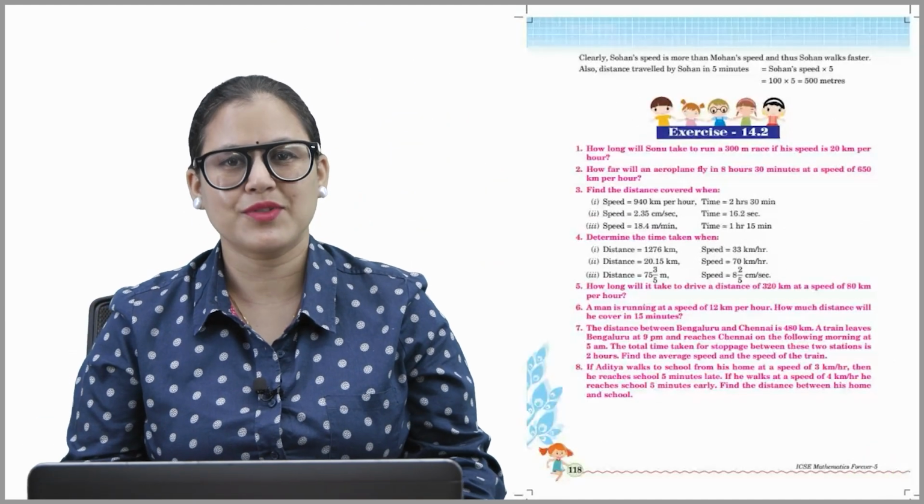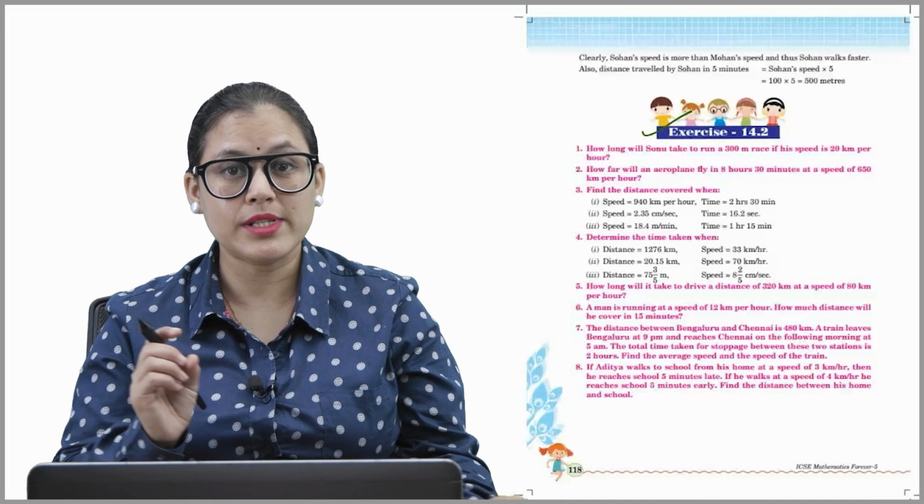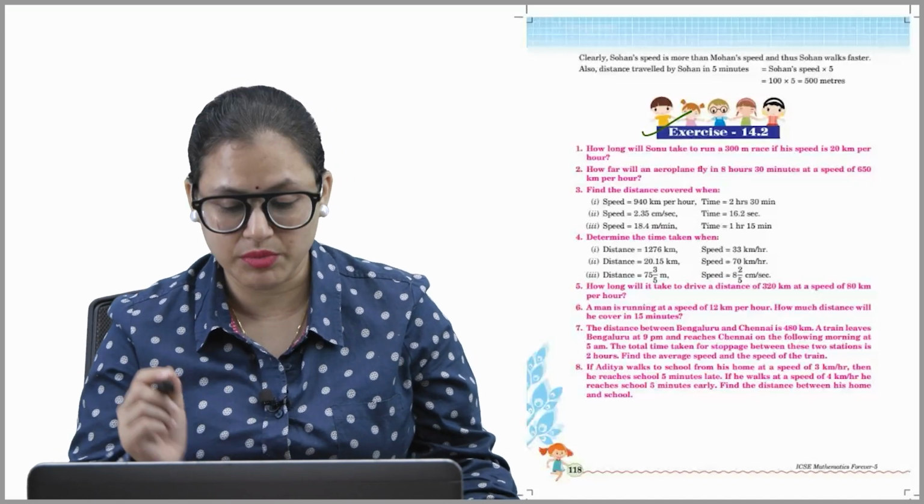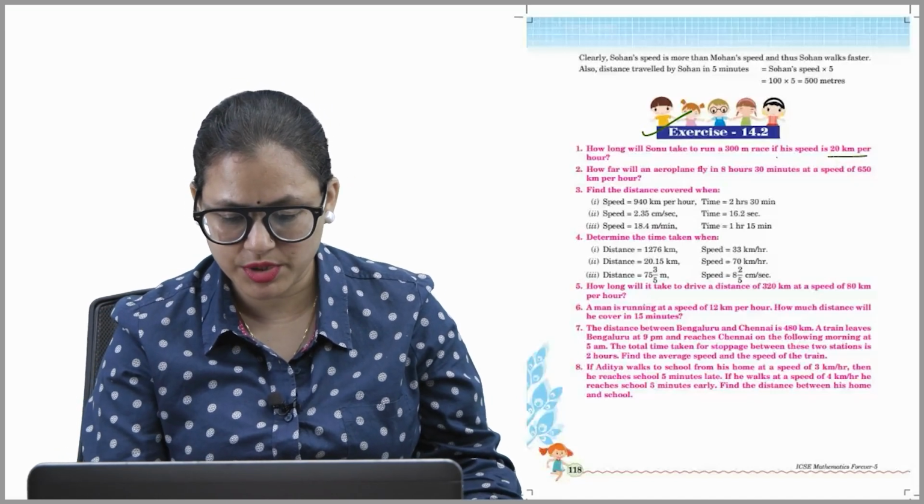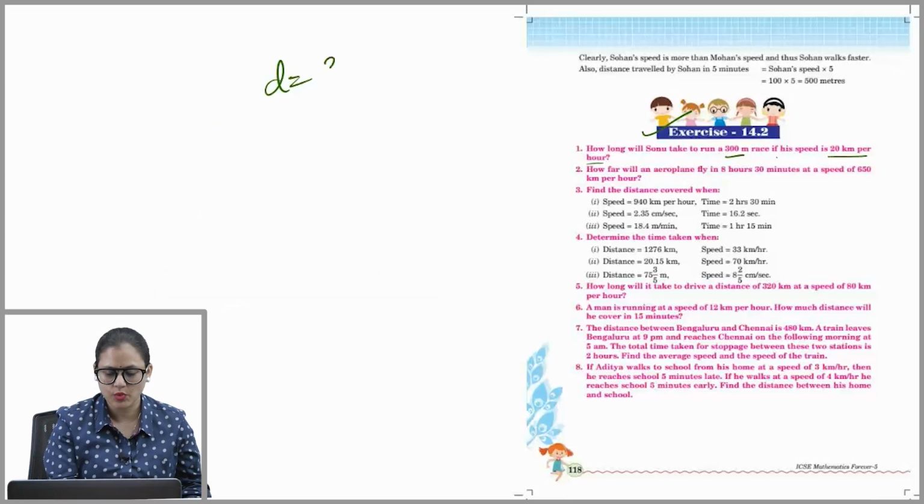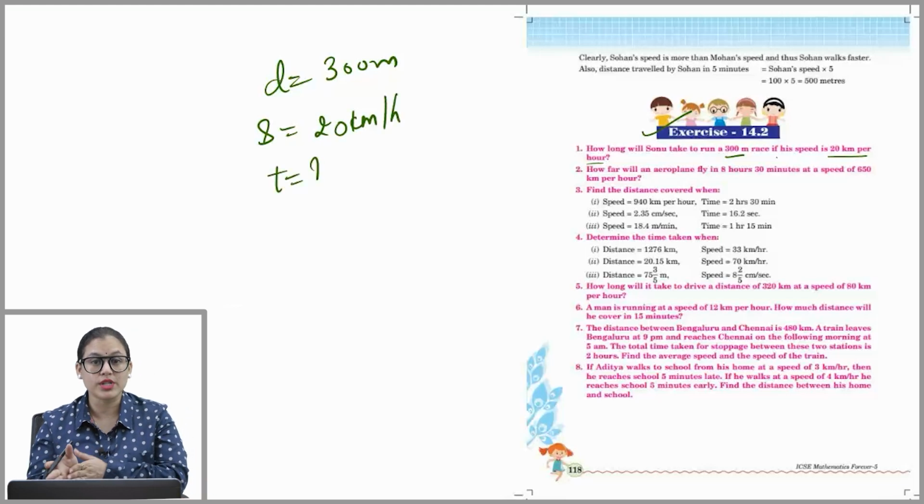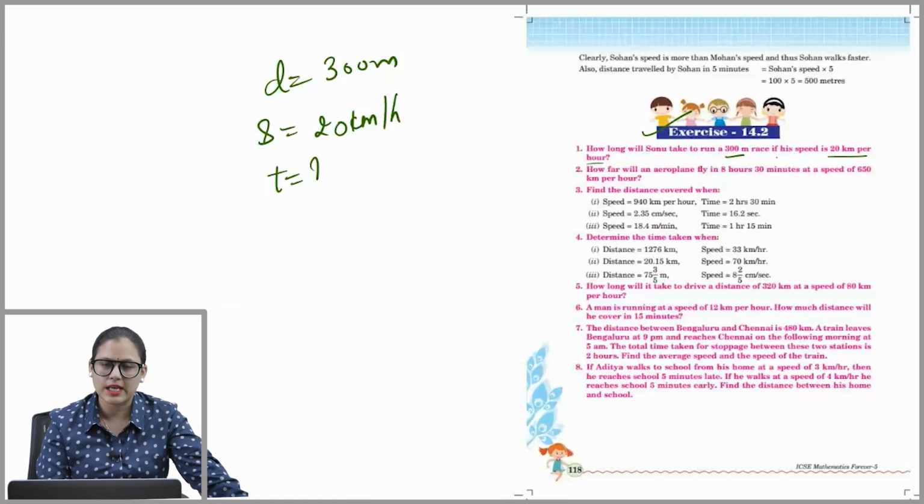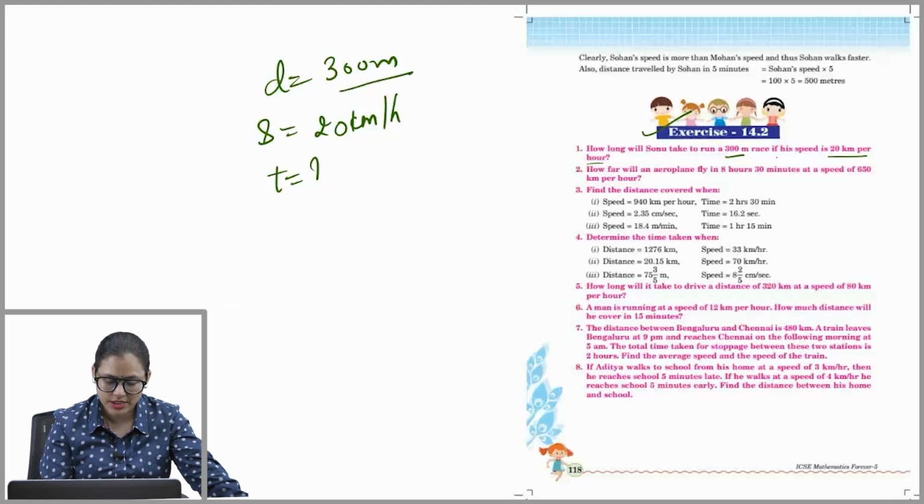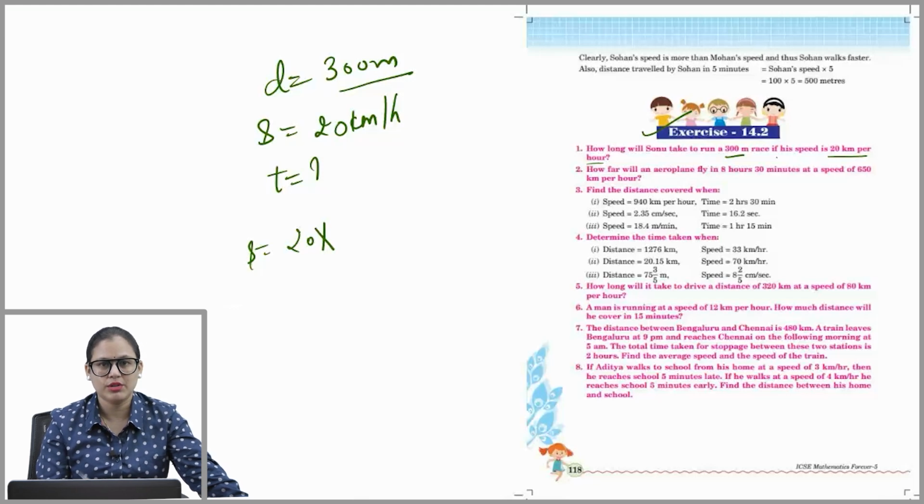Exercise 14.2. How long will Sonu take to run 300 meters if his speed is 20 kilometers per hour? See, this is distance. Distance is 300 meters, and speed is 20 kilometers per hour. We have to find the time. Time is distance upon speed, but distance is in meters and speed is in kilometers per hour. First, we will convert the speed into meters per second. Whenever we convert kilometers per hour to meters per second, we multiply by 5 by 18.